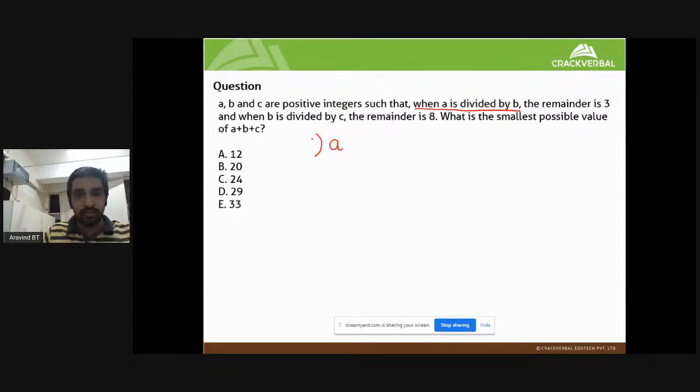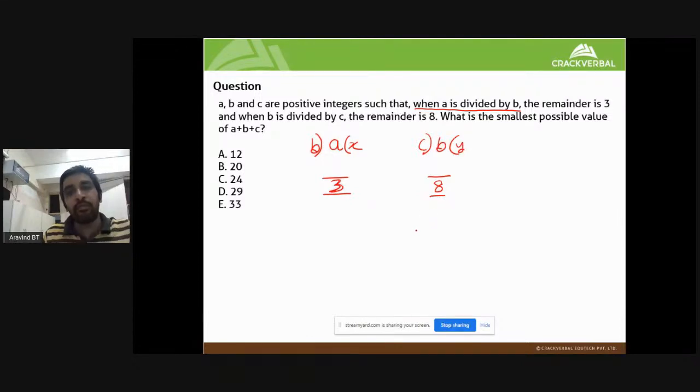So A is divided by B. I don't know what the quotient is, so probably take it as x. And the remainder is 3. When B is divided by C, we don't know what the quotient is, we take it as y, but we know the remainder is 8.